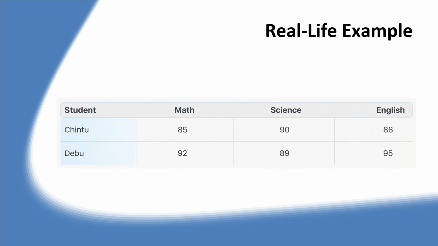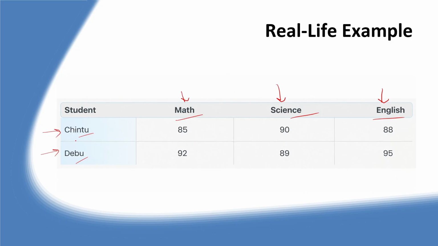So let's take some real life examples. Consider a student's marks in different subjects. These are the subjects: maths, science, English, and each row represents a student, and each column represents a subject. A two-dimensional array is perfect for storing this type of data.